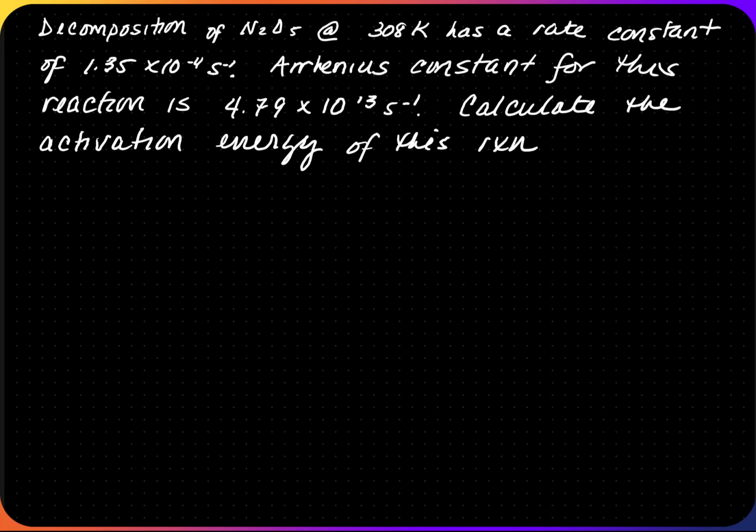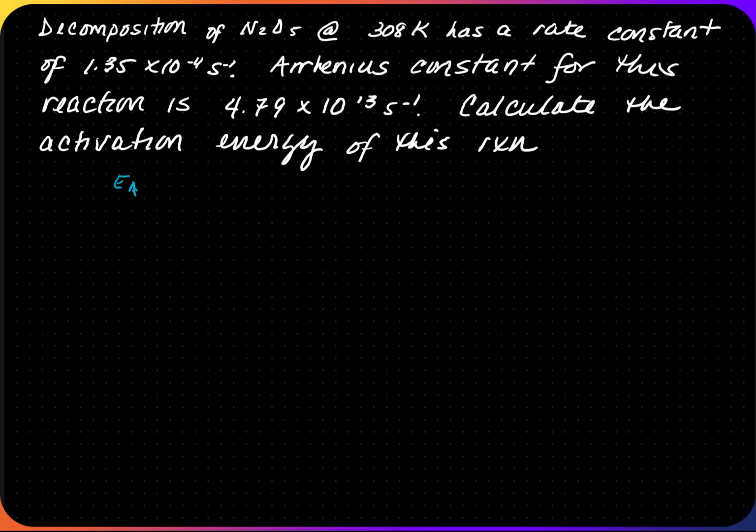Here we have the decomposition of dinitrogen pentoxide at 308 Kelvin, and it has a rate constant of 1.35 times 10 to the negative fourth. The Arrhenius constant for this reaction is 4.79 times 10 to the 13th seconds to the negative first. They want you to calculate the activation energy, Ea, for this reaction.